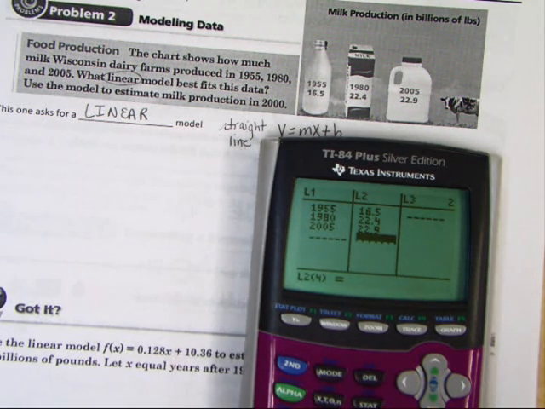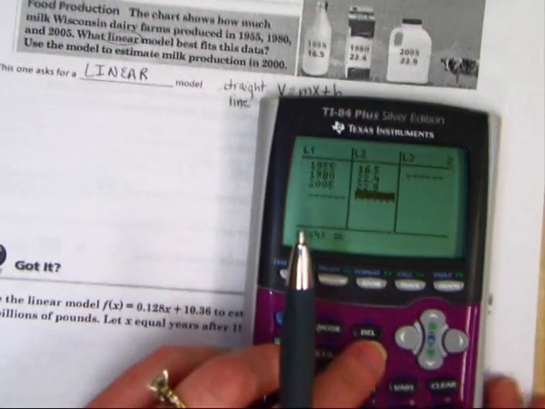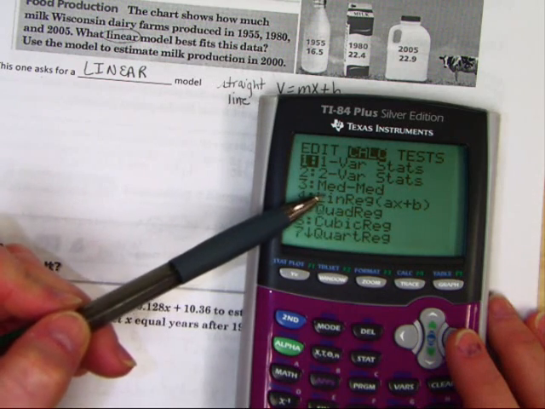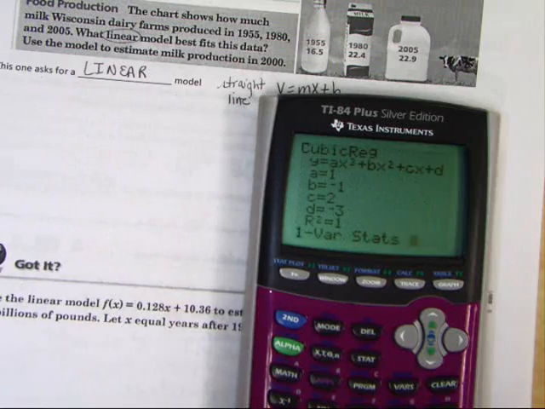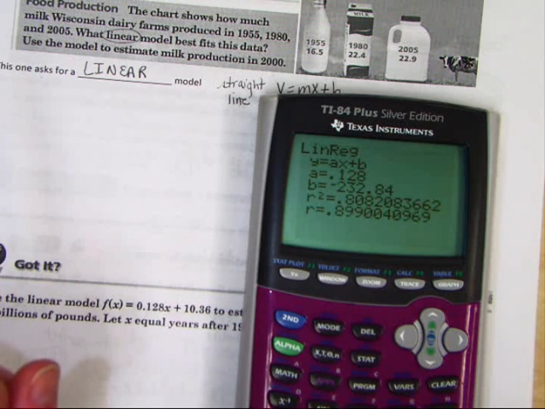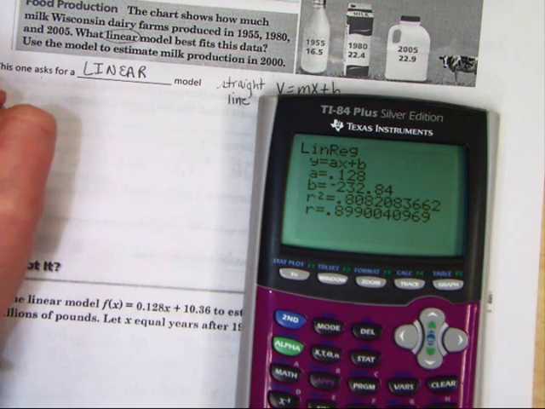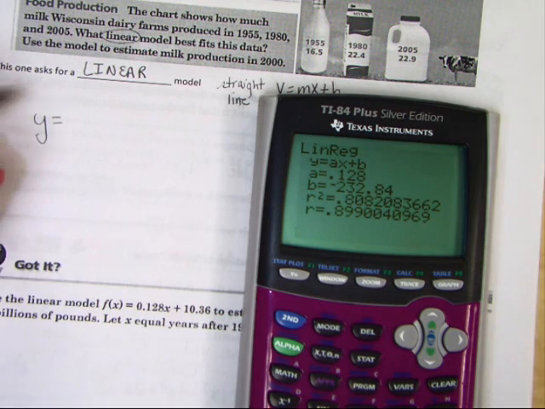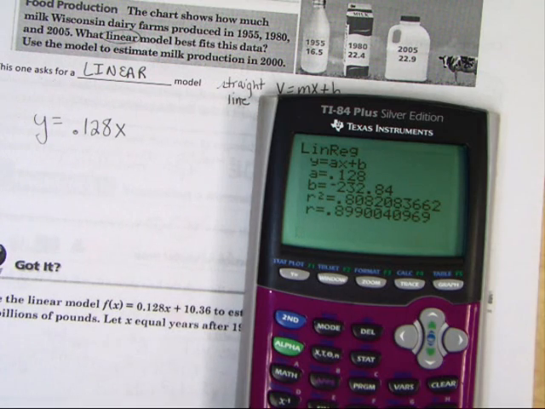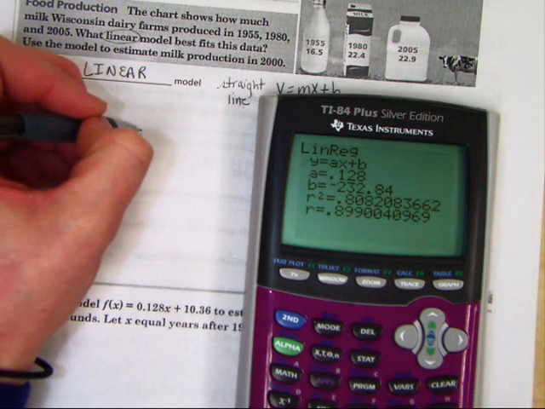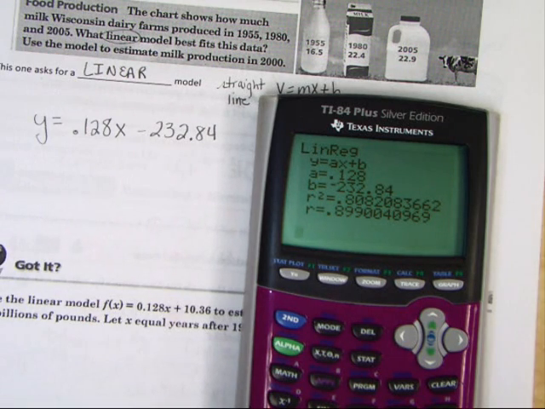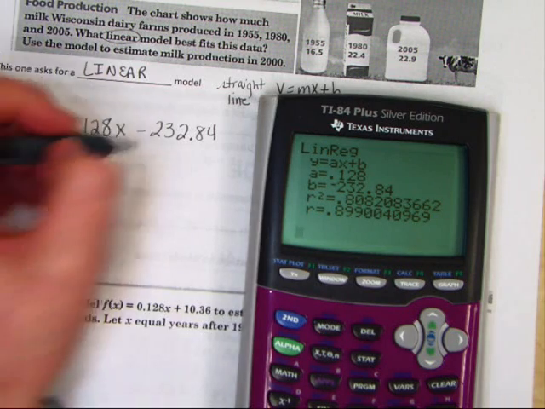Now, I have my points in. This asks for a linear model, so I go to Stat, over to Calc. I want you to select number 4 this time because that's the linear model. LIN stands for linear. Hit enter, and you'll get these values. Let's write them down. Y equals, our slope is 0.128 with an x, because that's how we write y equals mx plus b. And b is negative 232.84. Now they want us to use this to estimate 2000.